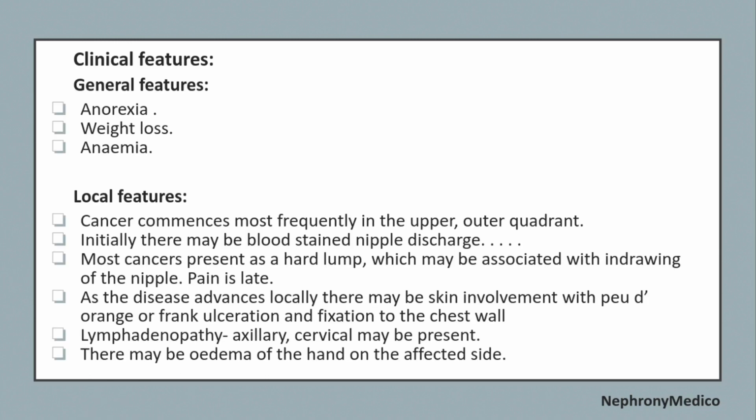Now, clinical features. These include general features like anorexia, weight loss, anemia, and local features. Cancer commences most frequently in the upper outer quadrant. Inside there may be blood-stained nipple discharge. Patients most commonly present with a hard lump, which may be associated with indrawing of the nipple. Pain is late. As the disease advances, there may be skin involvement with peau d'orange or frank ulceration and fixation to the chest wall. Lymphadenopathy may be present, which may be axillary or cervical. There may be edema of the hand on the affected side.